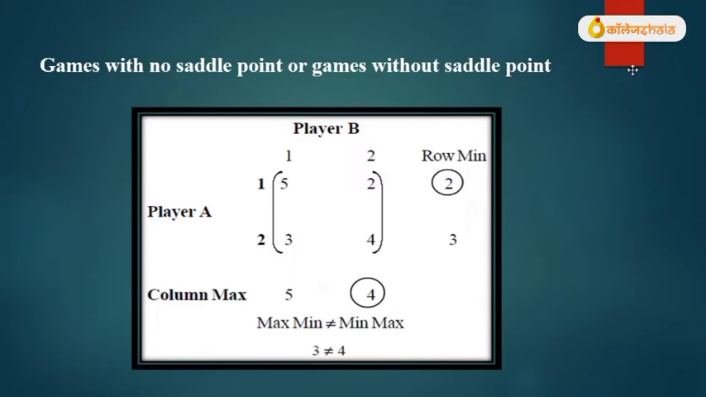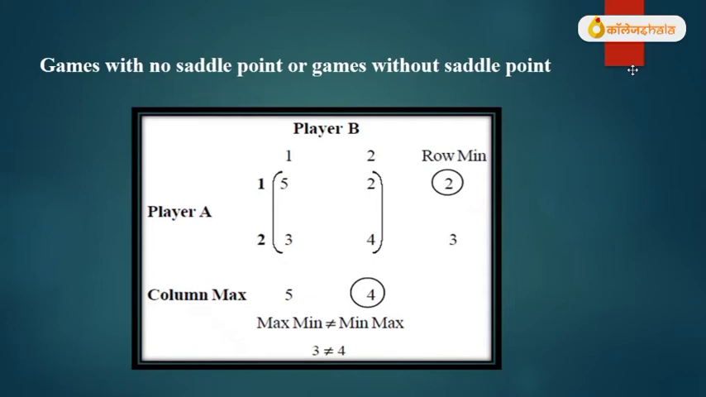There is a mistake. And from the column maximum, what are we doing? We are calculating from B1. See, 5 is greater than 3, so 5 is the maximum column value. And from B2, we are getting 4. And from these column maximums, we are taking the minimum value. So 4 is less than 5, so 4 is the minimum. See, it is given right in the next slide. Maximin is 3, minimax is 4, which are not equal to each other.